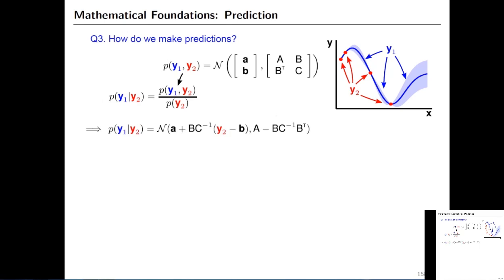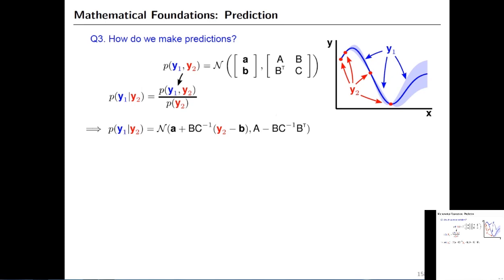So when you do that, you can use some basic properties of matrices to compute what the mean of the Gaussian is and what the covariance of the Gaussian is, and they have these forms. Okay, this is something you can go and look up in a textbook. The thing that I want to draw your attention to is that they're involving inverses of matrices, inverses of the covariance matrix here over the data.